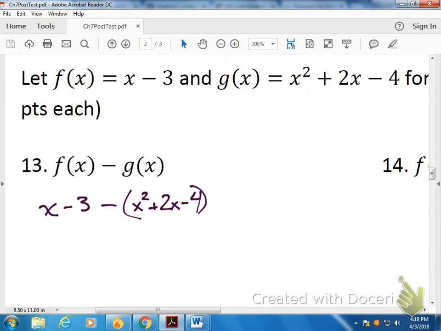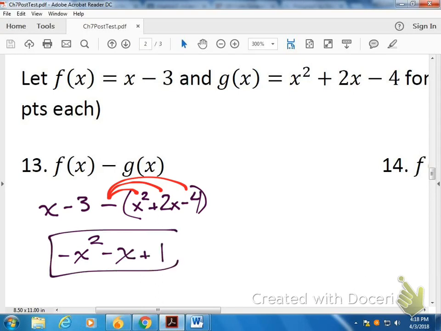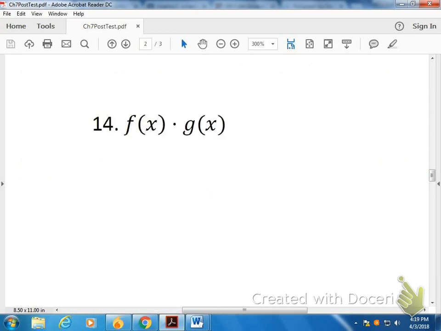Biggest mistake here is not distributing the minus sign. So the actual final answer was supposed to be negative x squared minus x plus 1. And no, it does not factor.